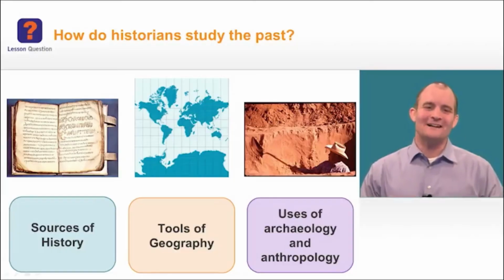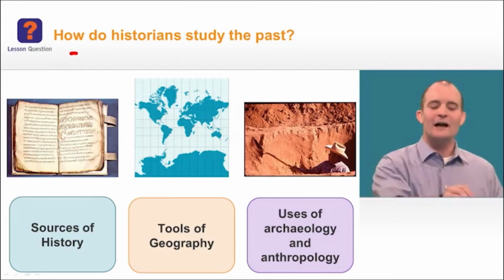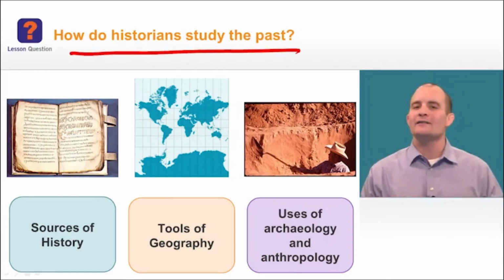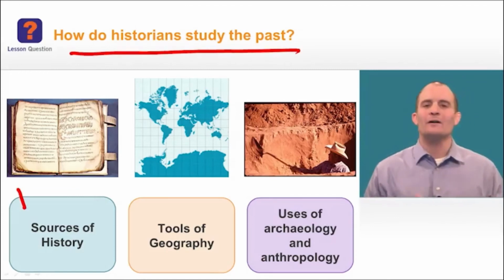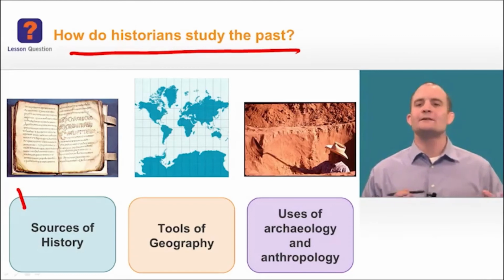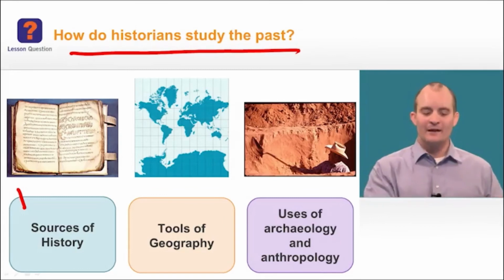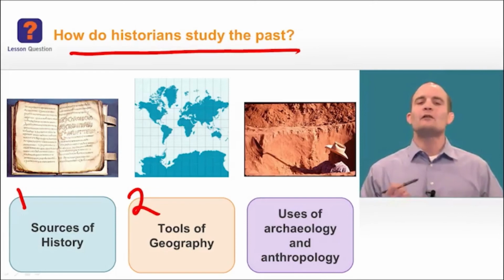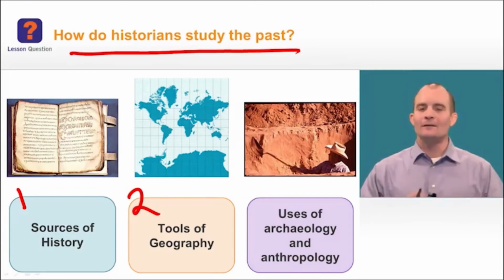Well, great job, scholars. We finished the first two parts of the lesson. Now on to the final part. But before we move on, let's take a look at that lesson question, which is right above me. It says, how do historians study the past? Now recall, in the first part of the lesson, we looked at the sources of history. We talked about primary sources, secondary sources, and the criticisms of history. In the second part, we looked at the tools of geography. We broke down the maps and we looked at the scale, the legend, what types of maps there are.